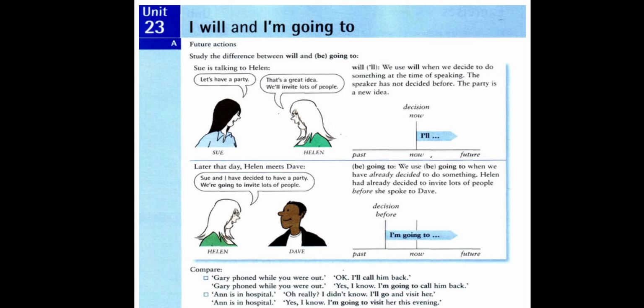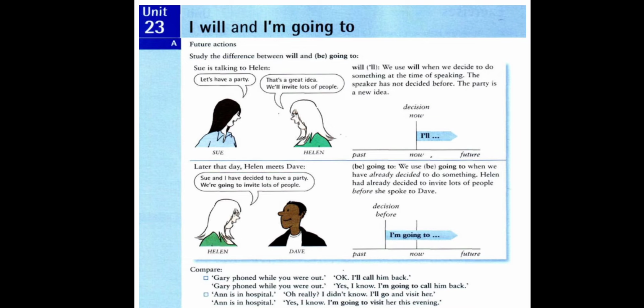Later that day, Helen meets Dave. So she says to Dave, Sue and I have decided to have a party. Now the decision has already been taken some time before. It is not at the time of speaking. It is not at the time she is speaking to Dave. It was taken before. That's why she says, we are going to invite lots of people.